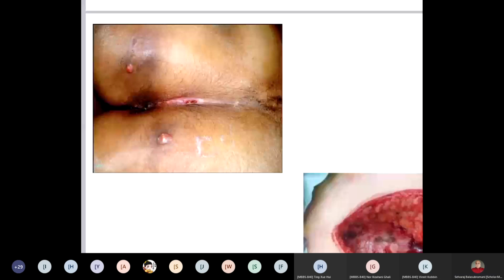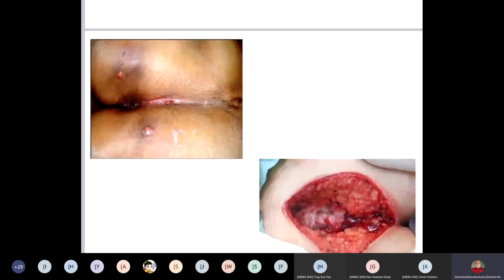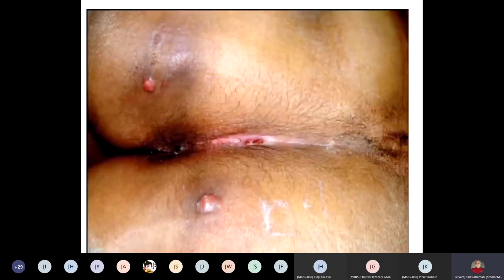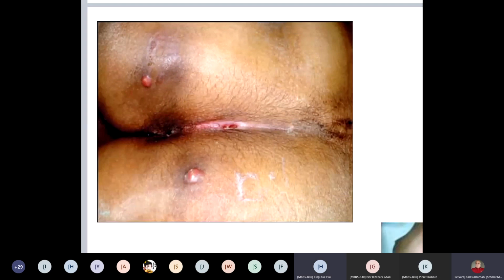Yes? What is the diagnosis? Oh, don't know. I asked you to read about it. No, pilonidal sinus. Pilonidal sinus.